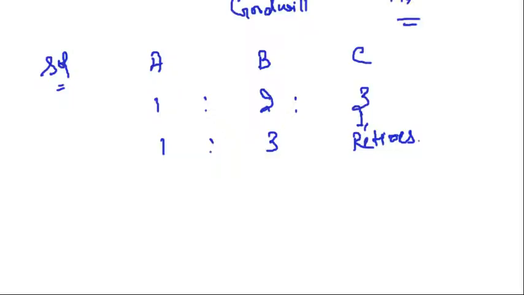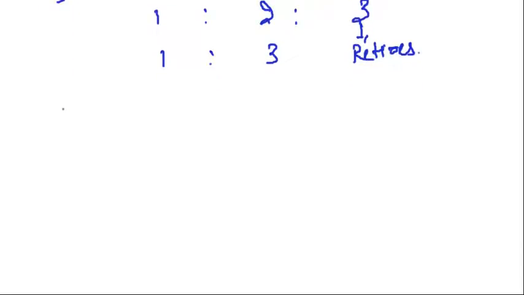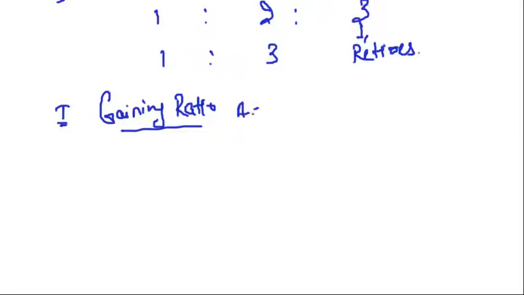The first step, calculate the gaining ratio. What will be the gaining ratio? For A, what is the new share? New share is 1/4. And what is the old share? Sorry, the old share is 1/6.